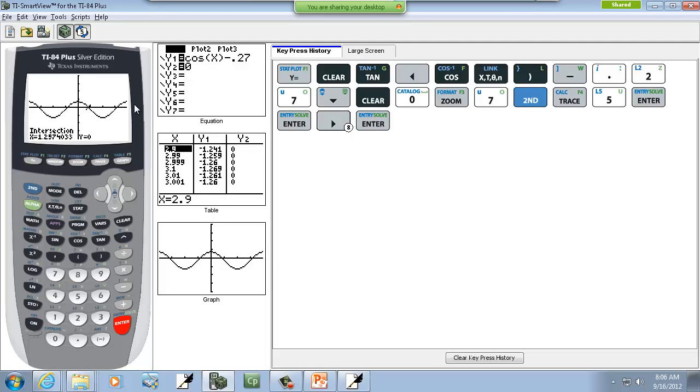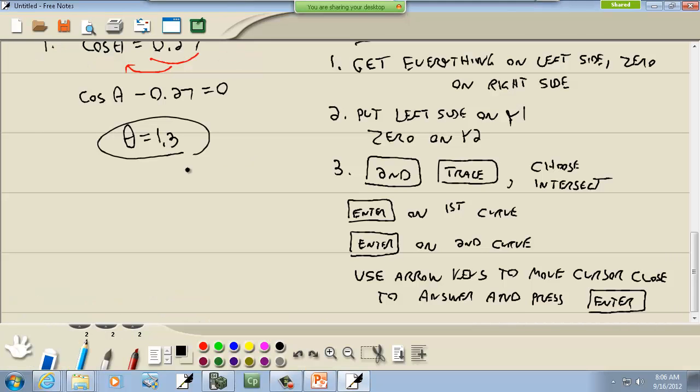Now we have a second answer over here. So we have to go through this process again. So I do second trace, choose my intersect, enter on first curve, enter on second curve, and I'll do my right arrow key until I'm closer to that answer. There we go. And then I'll press enter. And that gives us 4.985, so 4.99. And those will be our answers.